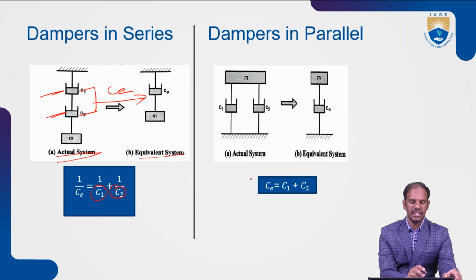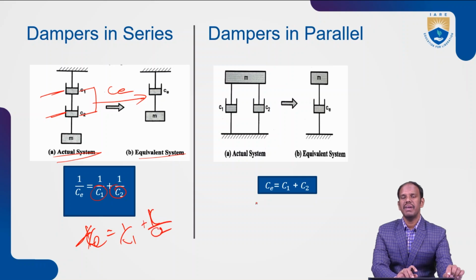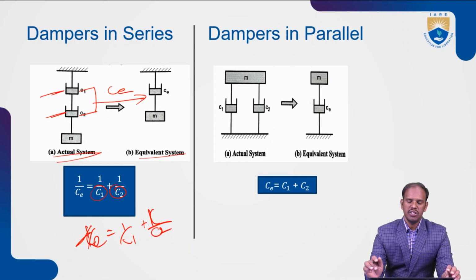So CE in terms of series is 1 by C1 plus 1 by C2. Similarly, if the dampers are connected in parallel, a shock will be distributed equally to the two dampers at a time. You can see this in the diagram.